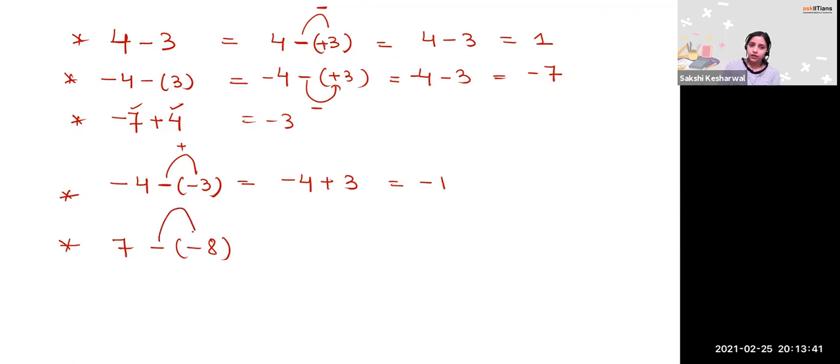If I would have written like 7 of -8, if this is written, right? So negative into negative is what, beta? Positive, right or not? Right? So this is going to be what? 7 plus 8, which is equal to what? 15.